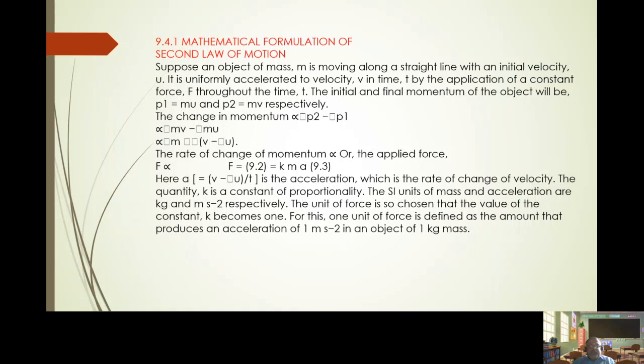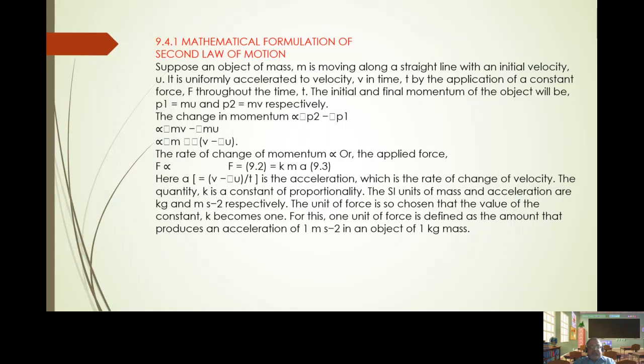The rate of change of momentum is proportional to the applied force. So F is proportional to kma. Here a is the acceleration, which is the rate of change of velocity. The quantity k is a constant of proportionality. The SI units of mass and acceleration are kg and meter per second squared respectively.